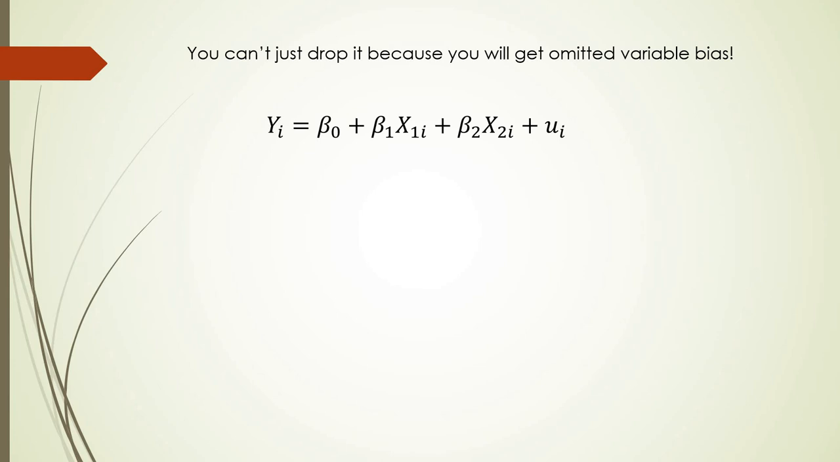We cannot just drop one of these two variables out of the model, because then we will have a problem of omitted variable bias. There are some other solutions that we will see later on. But one of the best solutions is to get more data and then solve the problem.